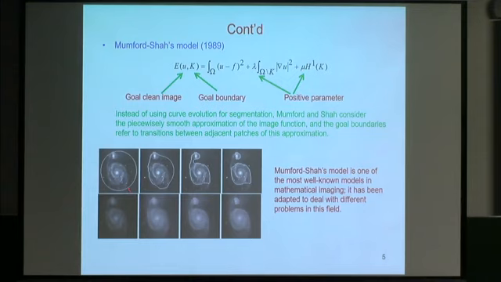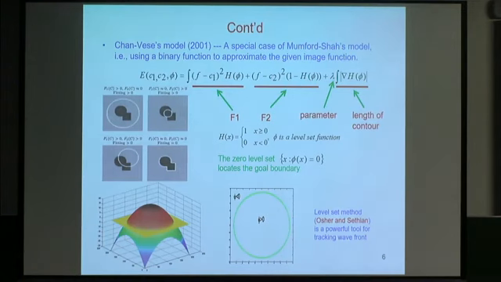Here you can see some pictures. This is the original picture, and you can see this boundary, and this is a given u. In fact, the Mumford-Shah model has been widely used during the last 3 decades. Mainly we would like to talk about the Chan-Vese model.